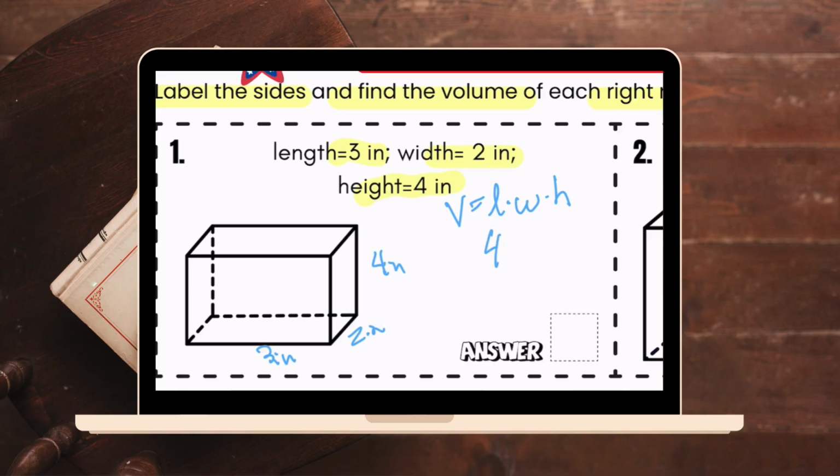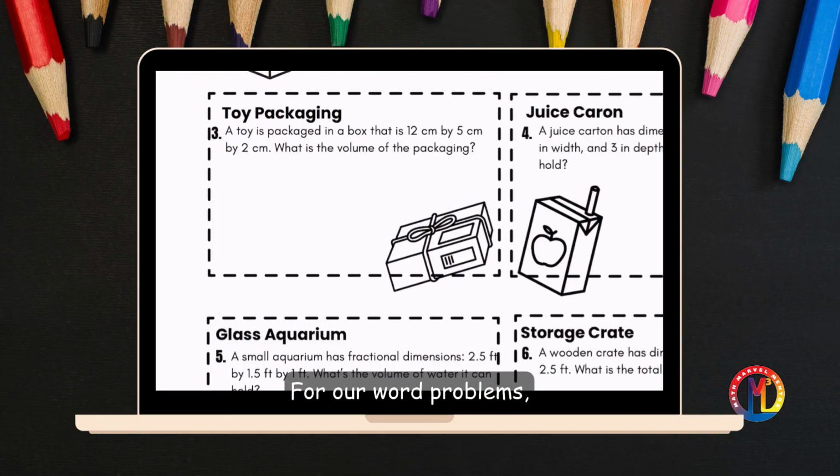So we're going to do 4 times 2 times 3, and the commutative property of multiplication tells us we can multiply in whatever order we want. Okay, 4 times 2 is 8, 8 times 3 is 24. And then we need to include our units. We're looking at inches, and it's cubed. The way we say the exponent 3, the little tiny 3 in the corner, is cubed, so it's 24 inches cubed. For our word problems, we're going to do 3 and 5.